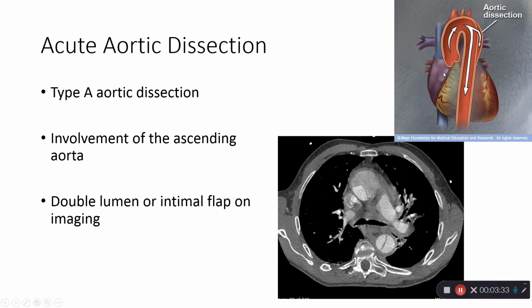Here's a nice cartoon depiction of blood flow extending through the ascending and descending aorta. There's a defect that occurs where blood can then dissect out and create that false lumen.